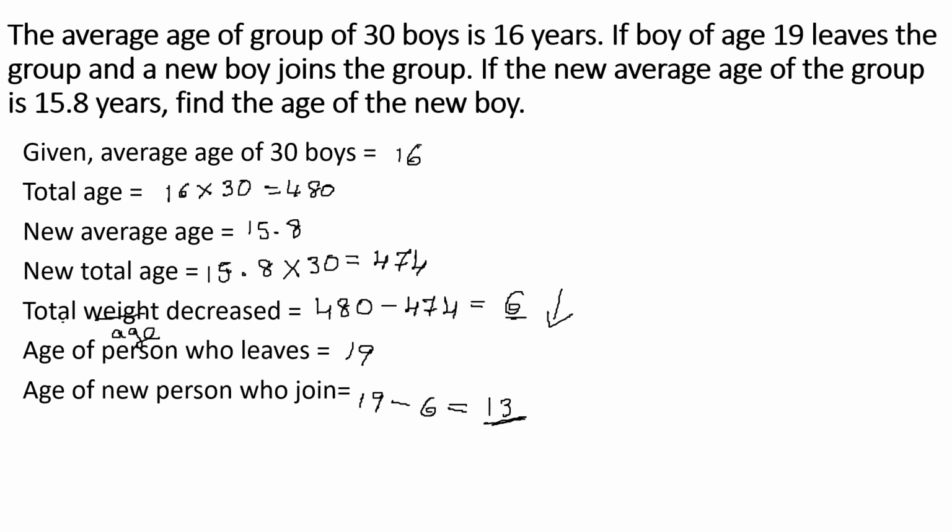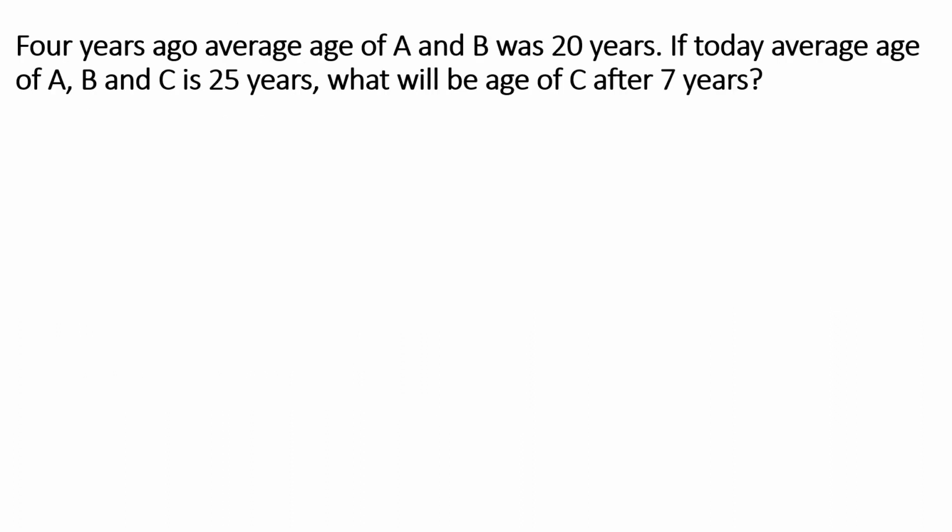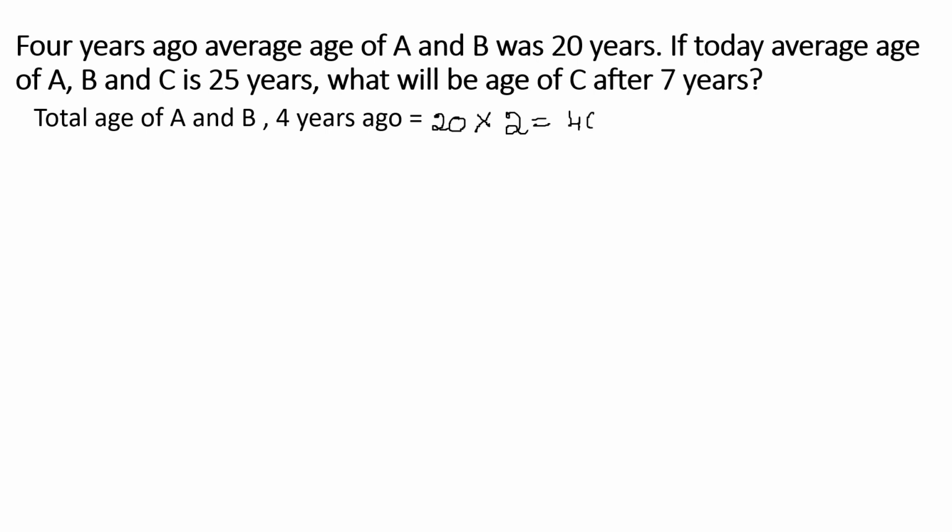Okay, next problem. 4 years ago, the average age of A and B was 20 years. If today's average age of A, B and C together is 25 years, what will be the age of C after 7 years? Now it's given 4 years ago, the average age of A and B is 20 years. So total age, since there are two, A and B, together will be 20 into 2, that is 40.